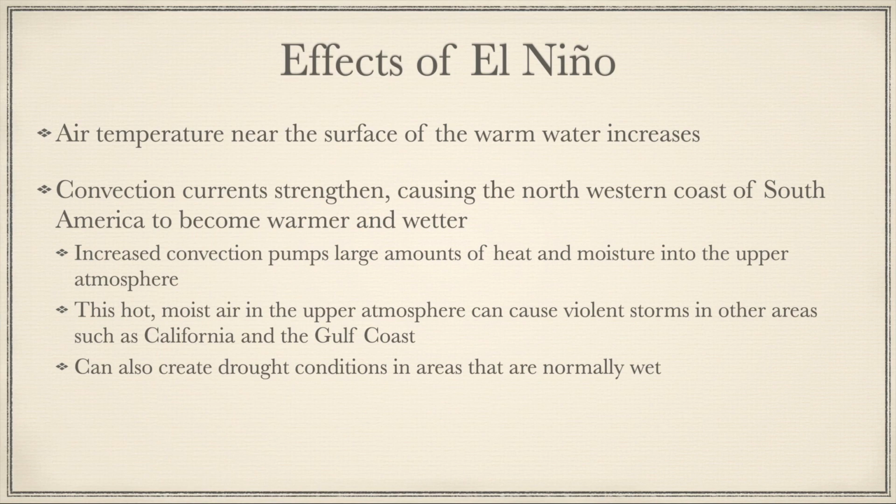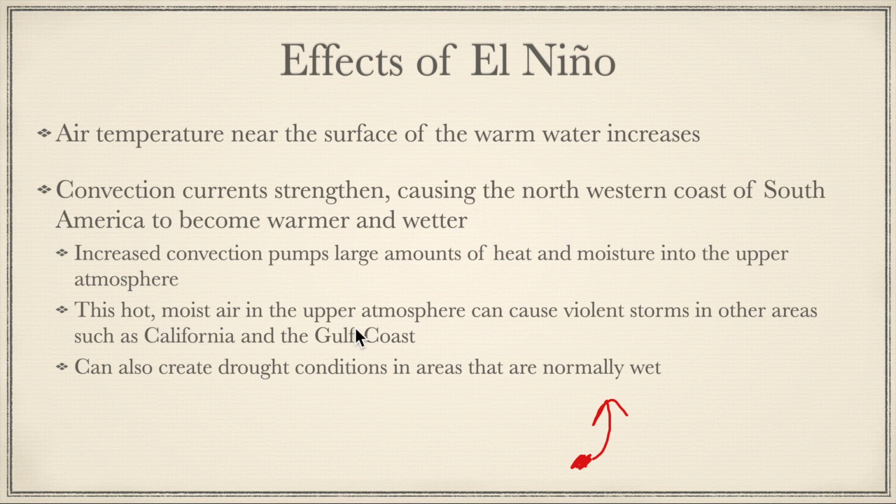Now, the effects of El Nino. So air temperature near the surface of the warm water increases. And then convection current strengthens, so we have warmer air, and that warm air wants to rise. That basically creates stronger convection currents, and this causes the northwestern coast of South America to become warmer and wetter. And then this increased convection pumps large amounts of heat and moisture into the upper atmosphere. So we get a lot of heat and moisture in the upper atmosphere from this.